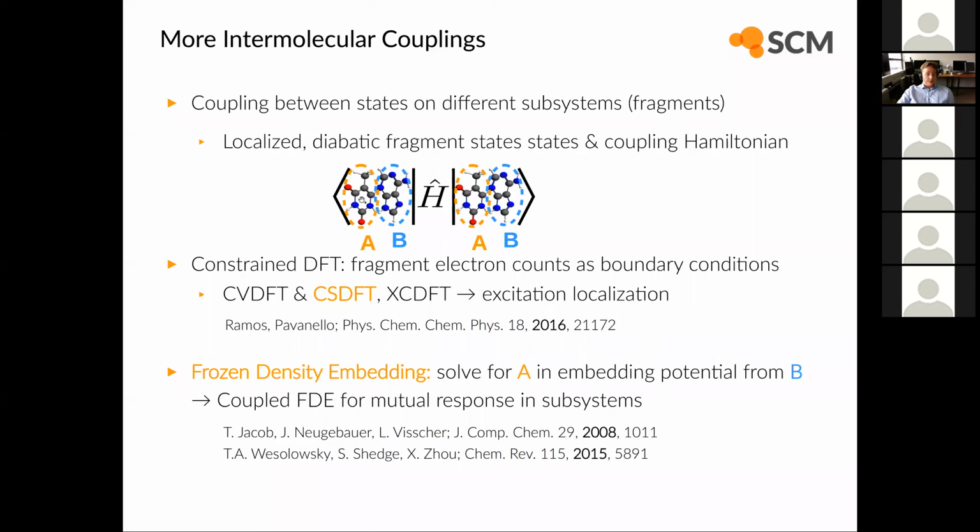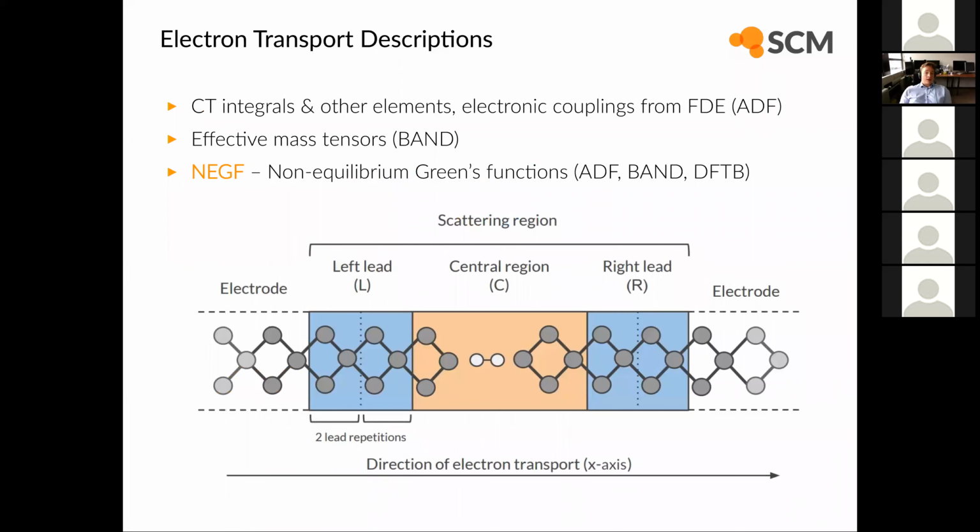And a third alternative way is the so-called frozen density embedding method, where one basically tries to solve the Kohn-Sham equations of A in an embedding potential, which basically originates from the presence of another fragment B. And then there are various different frozen density embedding formalisms. For example, the coupled FDE method allows one to obtain response properties in between these two subsystems, and therefore also is then able to deduce such charge mobilities. Again, there are even more ways to do that, to actually simulate electron transport phenomena.